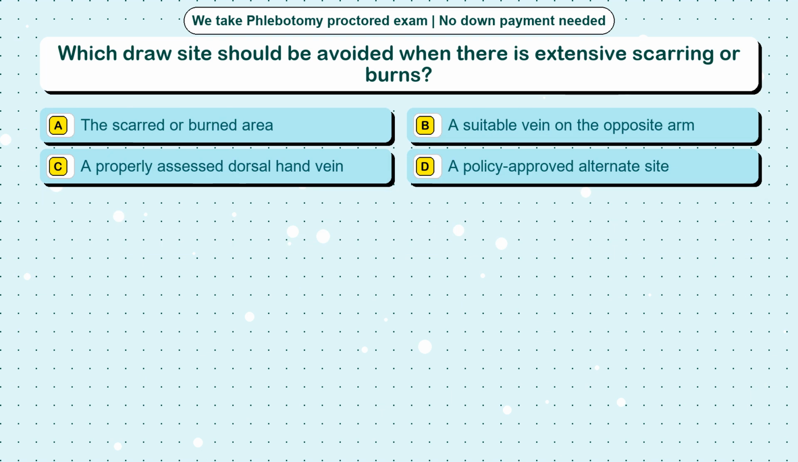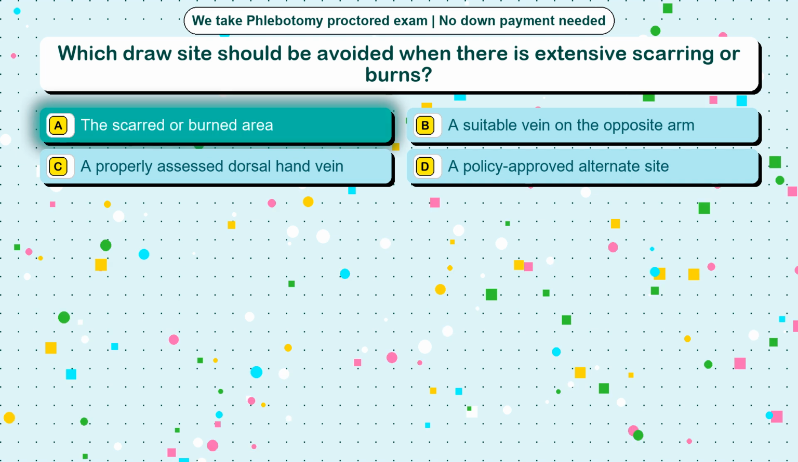Question 52. Which draw site should be avoided when there is extensive scarring or burns? Option A, the scarred or burned area. Option B, a suitable vein on the opposite arm. Option C, a properly assessed dorsal hand vein. Option D, a policy-approved alternate site. The correct answer is option A, the scarred or burned area.